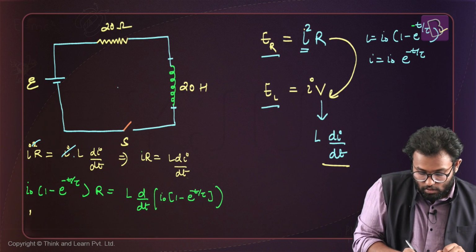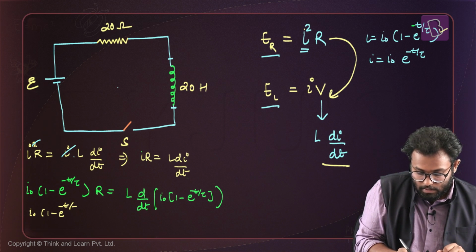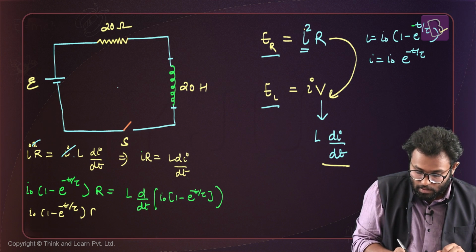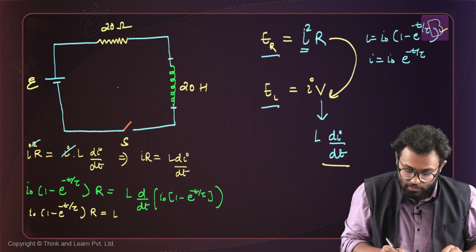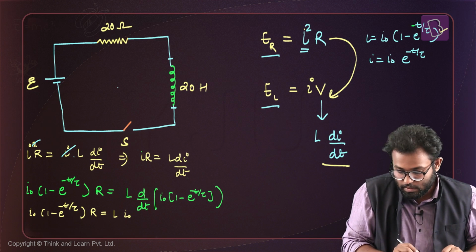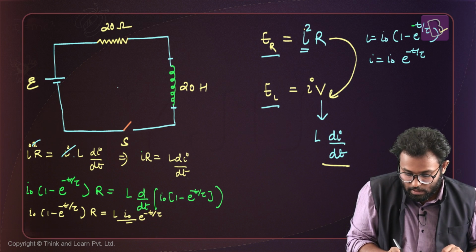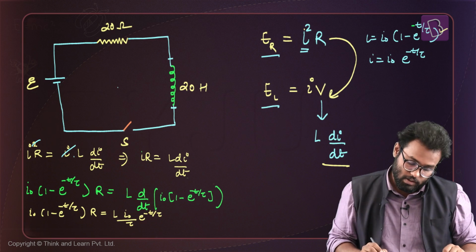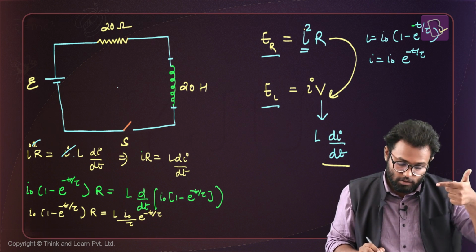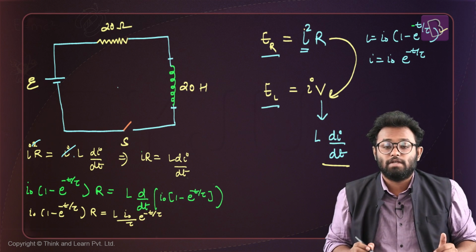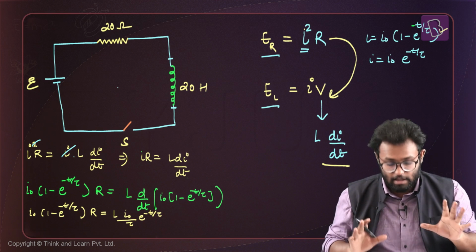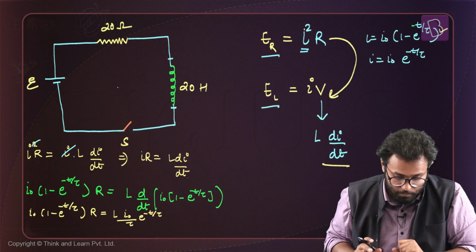So this becomes i naught times 1 minus e to the power of minus t by tau, times R, equals L times, what is the differentiation of this? i naught comes out, it's a constant, and you get e to the power of minus t by tau, and everything gets divided by a tau again, because the minus would get cancelled, and you get 1 by tau when you differentiate e to the power of minus t by tau. Okay, this has gotten a little clumsy, so let me take this on the next page.